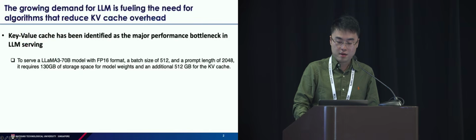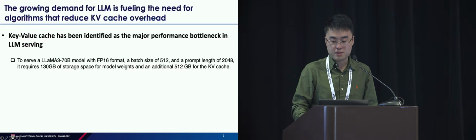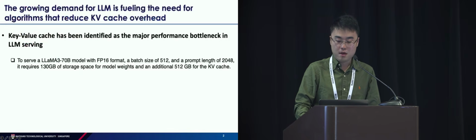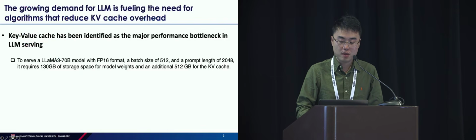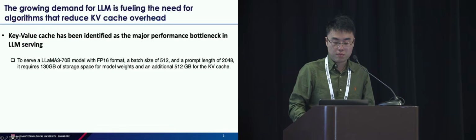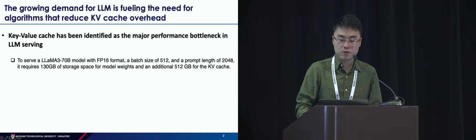Let me give you an example. If we want to serve a Llama 3 70B model using FP16 format with a batch size of 512 and a prompt length of 2048, we need 130 gigabytes just for the model weights. And we also need an additional 512 gigabytes for the KV cache. That's a huge amount of memory. This shows just how important it is to reduce the memory footprint of KV caches.